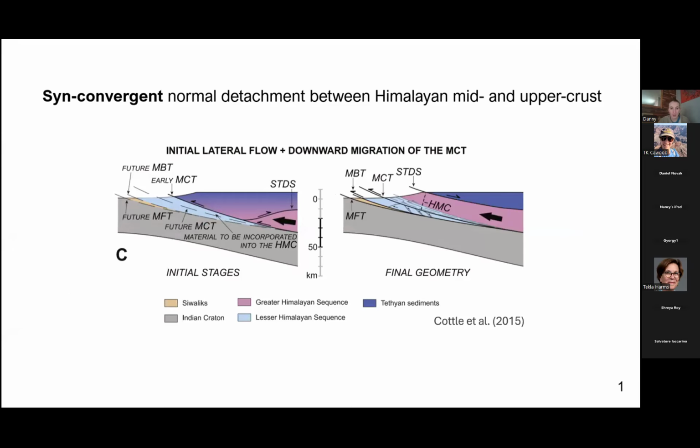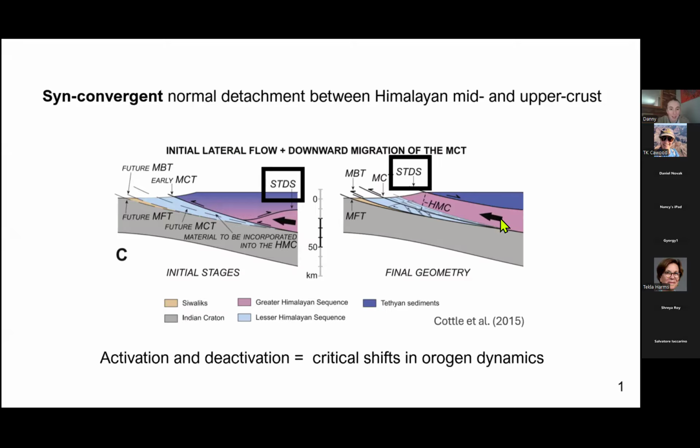So, within the context of the Himalayan evolution, the South Tibetan detachment system plays a critical role in facilitating the exhumation of the Himalayan mid-crustal core, as illustrated in these diagrams. More generally, its activation and deactivation are linked to major and critical shifts in the dynamics of the orogen. So, if we want to understand the driving forces of the evolution of the Himalayan orogen, we have to understand the story of the South Tibetan detachment system.